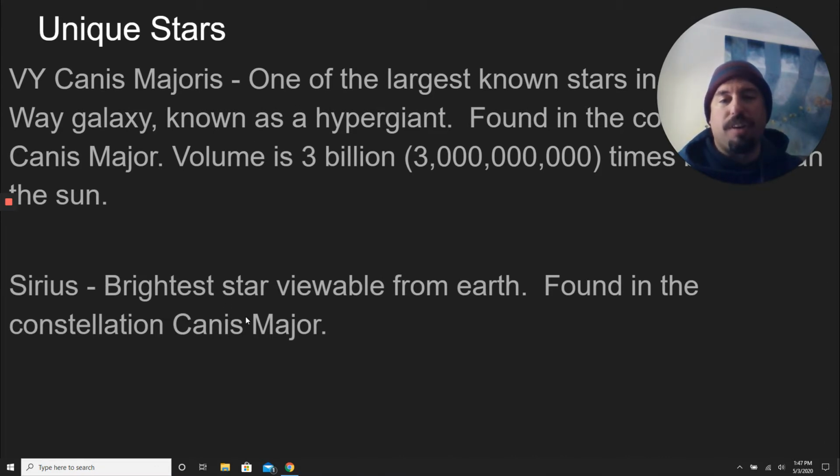The brightest star is Sirius in Canis Major. So same constellation. This is the brightest star. If you look out at night, it's going to be one of the brightest that you can see. The brightest objects you're going to see at night are going to be planets. There are a few planets that are viewable right now. Venus is very, very, very bright. But if you're looking at stars, Sirius is going to be the brightest star found from Earth.